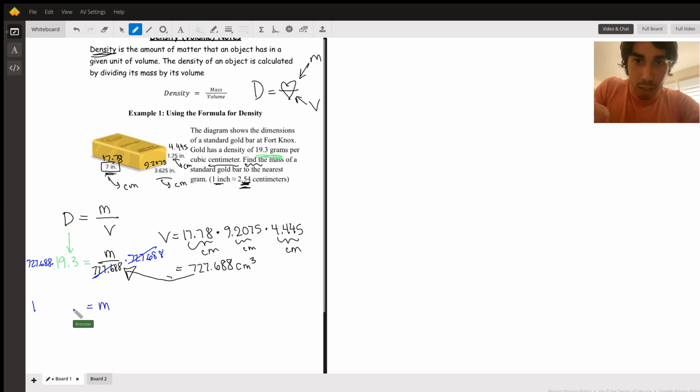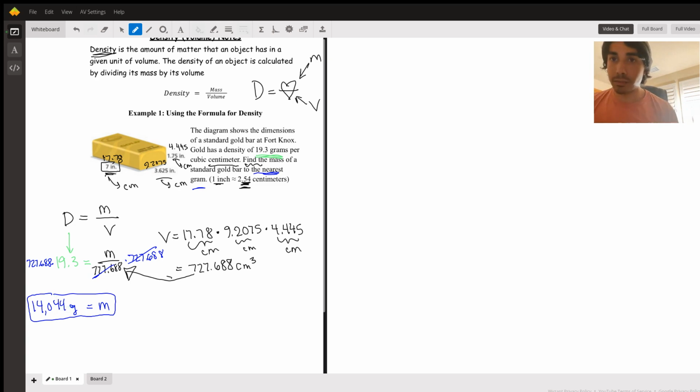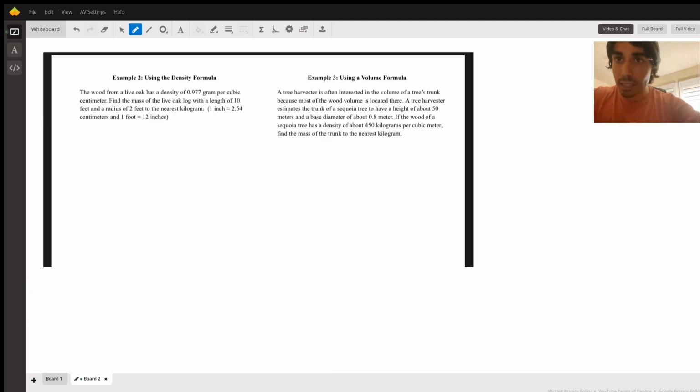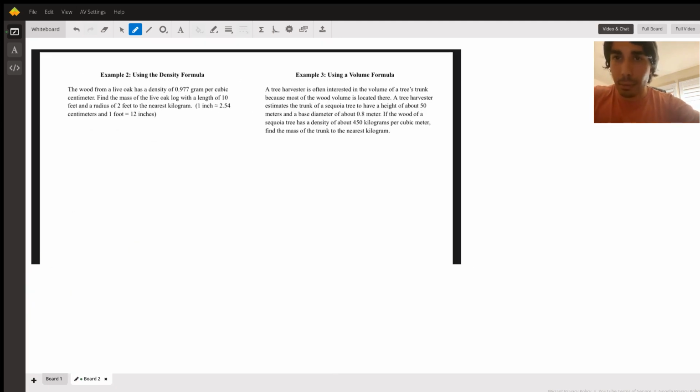M equals 14,044 grams. And notice it says round it to the nearest gram, so the nearest whole number. Like you'll get some sort of decimal after that. We're rounding it to the nearest whole number. So there we go. 14,000 grams right there. All right. Well, let's keep going. Next example.